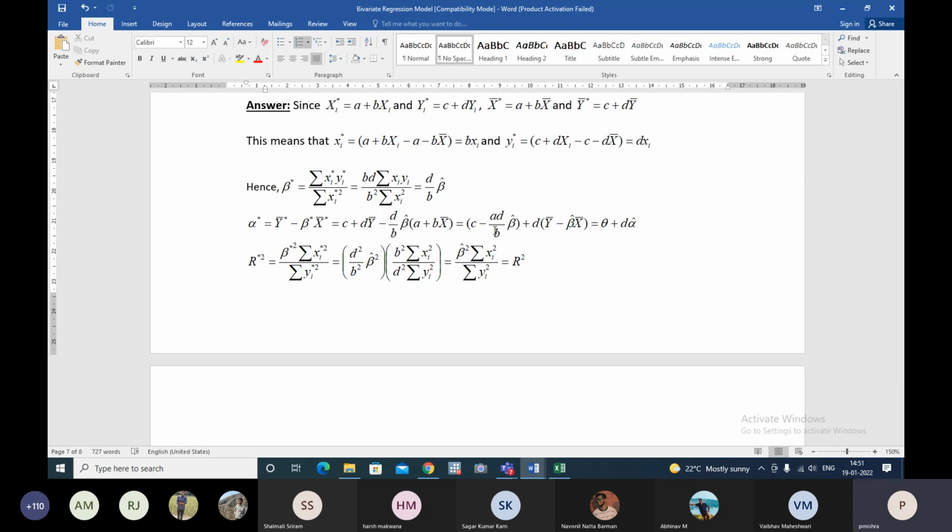Now, what is happening here? We can see that the OLS estimators of both the coefficients, that is the intercept as well as the slope, are changing, but there is no change in the R square value. You can see R star square is equal to R square. Just by replacing the respective formulas and expressions, you will get capital R star square as R square.